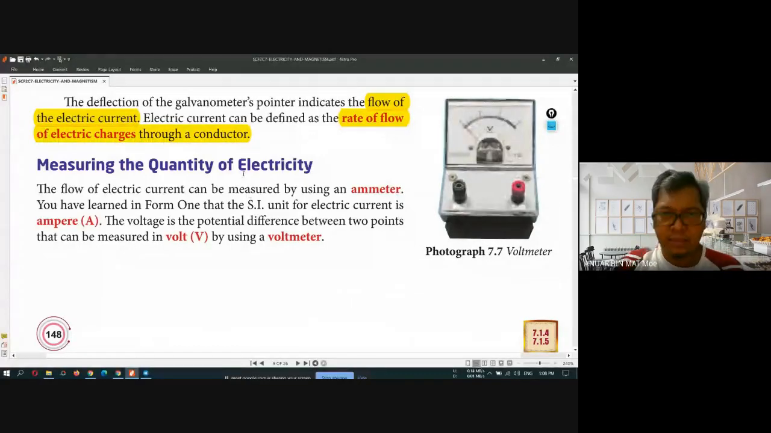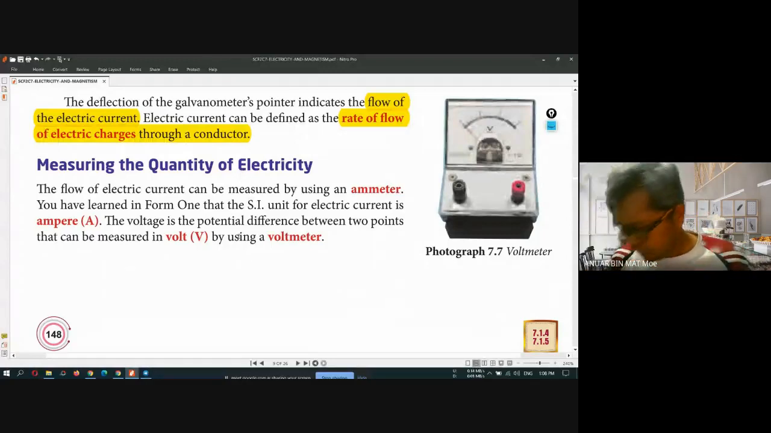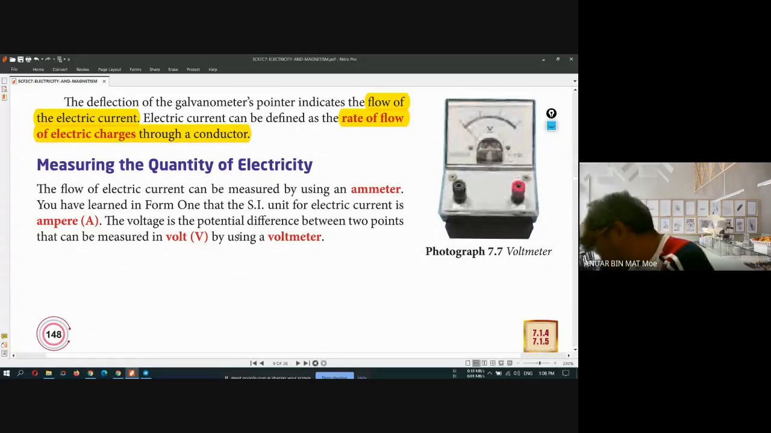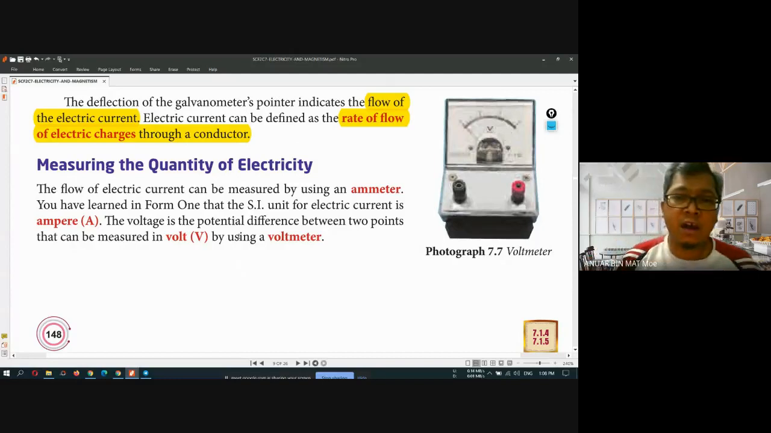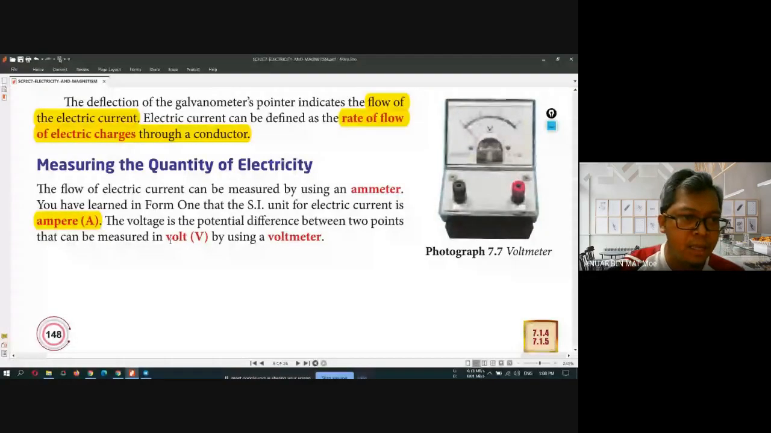So I think we already learned this in primary school, and then I think also in form one. You still remember form one? Form one, you already learned the units of electricity. Number one is ampere, and number two is voltage. Voltage, the symbol is V. Ampere, the symbol is A. Ampere is the unit.